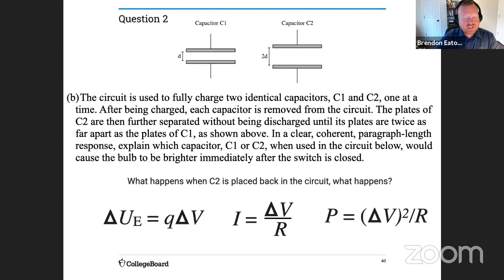Now, you still need to talk about brightness. When you see brightness, you have to think power. And if you use V squared over R, you know that V is increasing, R is the same, so power has to increase as well.